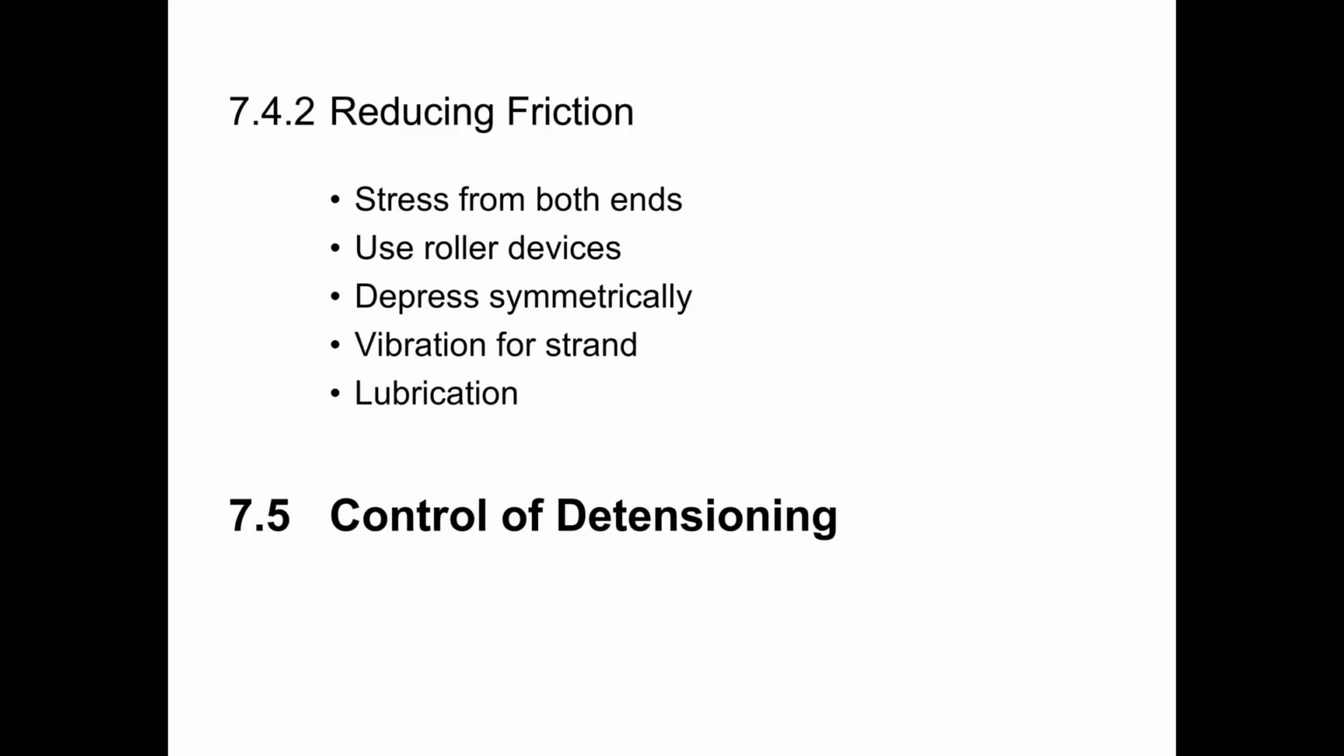We want to keep those rollers lubricated at locations where it's not going to adversely affect the bonding of the strand to the concrete, such as at hold-up devices. We could even add external lubrication to the hold-up device so that the strand more easily moves across that location. So lubrication can certainly help to reduce friction as well.